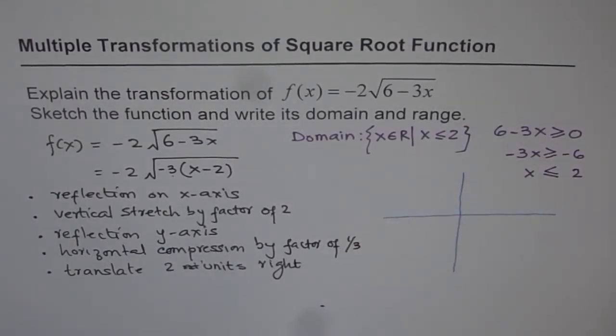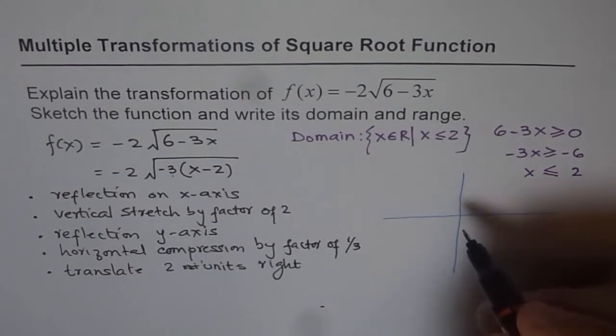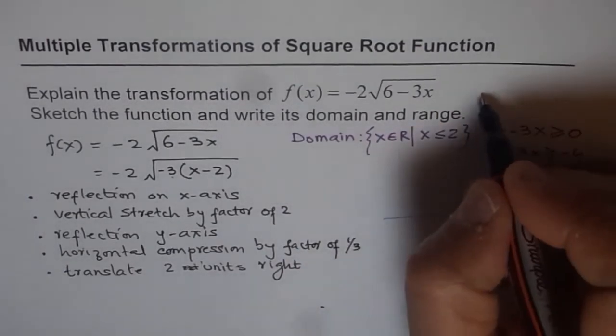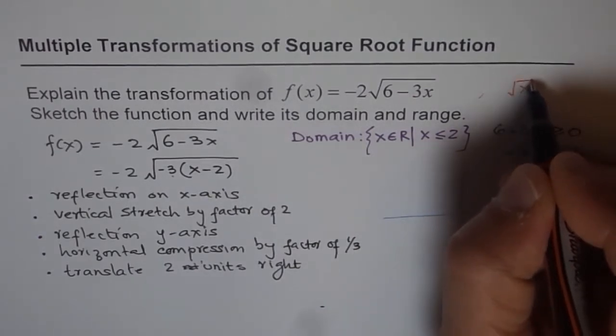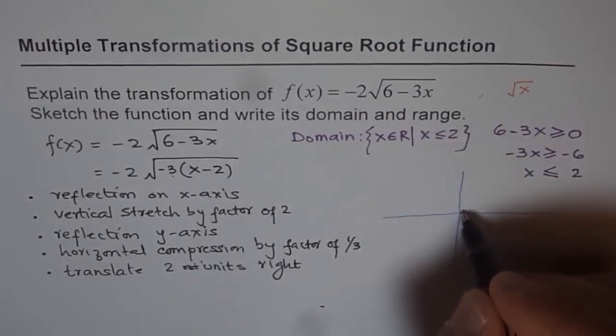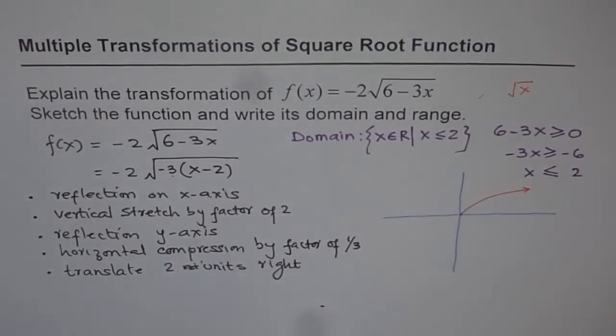Okay, so we'll start with the original square root function, right? So we are doing transformations with respect to what? Our original function is square root x, is it okay? So we'll say, this is my square root function, okay? So this is the square root function. Let's do one by one.